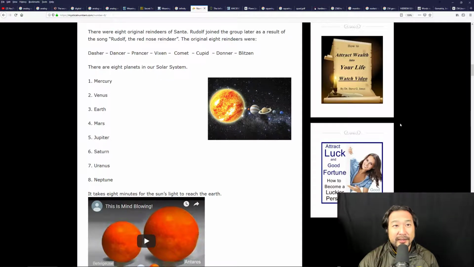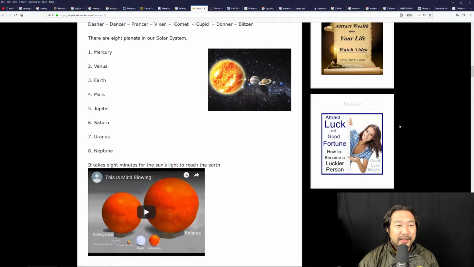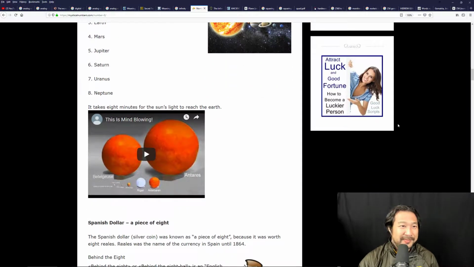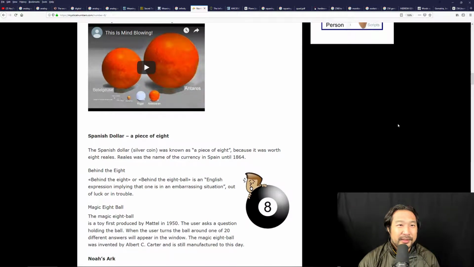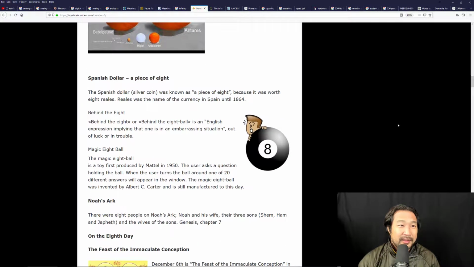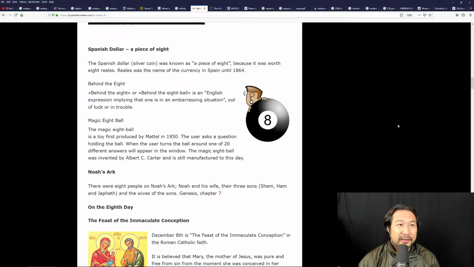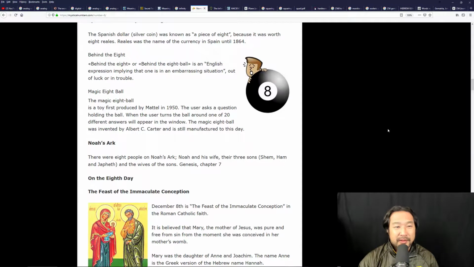There are 8 planets in our solar system, if you, of course, don't count Pluto. It takes 8 minutes for the sun's light to reach the Earth. Spanish dollar, a piece of 8. A magic 8 ball. I said that.